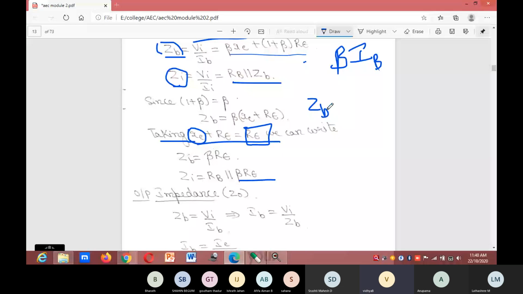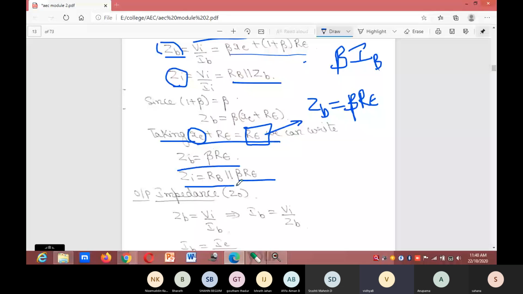ZB is equal to, if you consider this condition, ZB is equal to beta into RE. This is what ZI is equal to RB parallel beta RE.